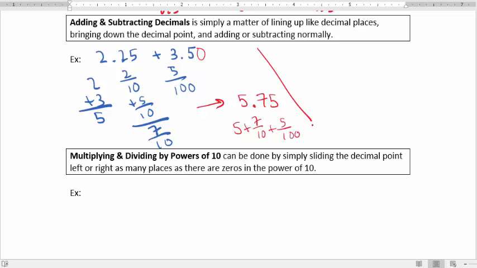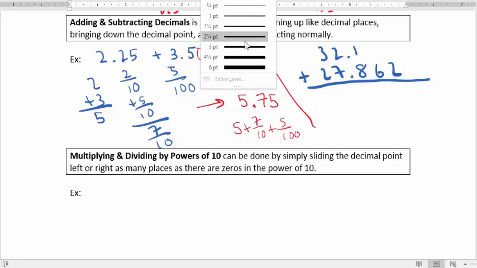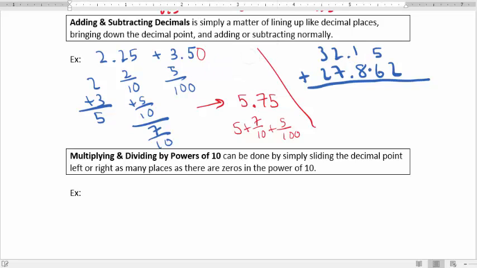So again, would you ever do it that way? Of course not. What you would do is you would just say, I don't know, 32.15 plus 27.862, right? I would line them up, which they're not lined up right now. This is bad, right? I would have to put this 5 probably here. And now if I'm missing a place, I just add a 0 there, right? So now I would add up these like places.